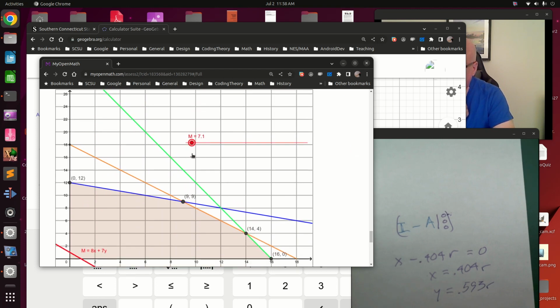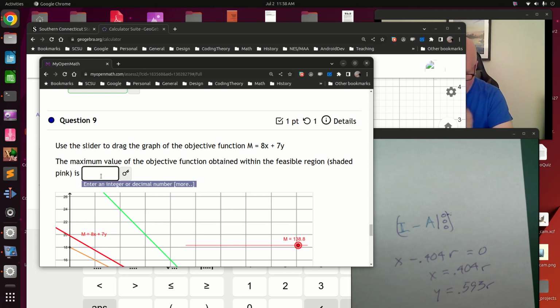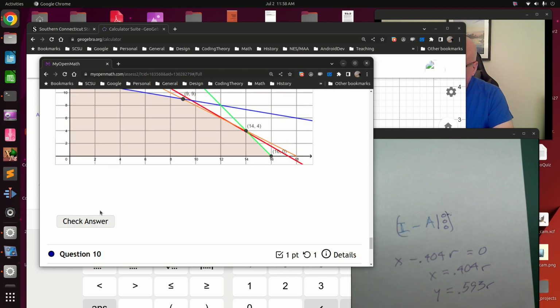All you're expected to do for this is to increase the slider for m until the last possible moment before you leave the feasible region, which seems to be about right there. Now, the slider says 139.9, but we're clearly on the point 14.4. And what does our objective do? 8x plus 7y to 14.4. It's actually 140. So for this one, 140 is your answer. Did it like that? Oh, I have to hit check answer.